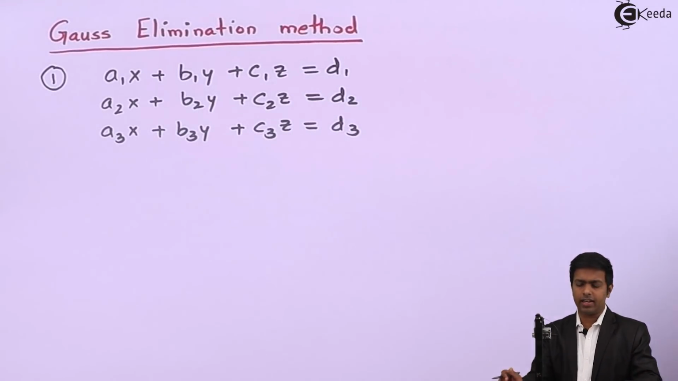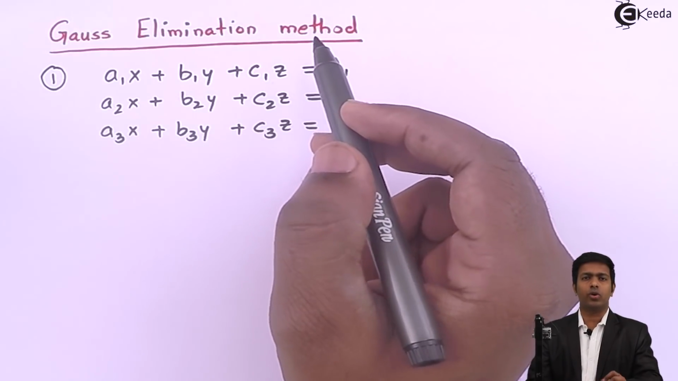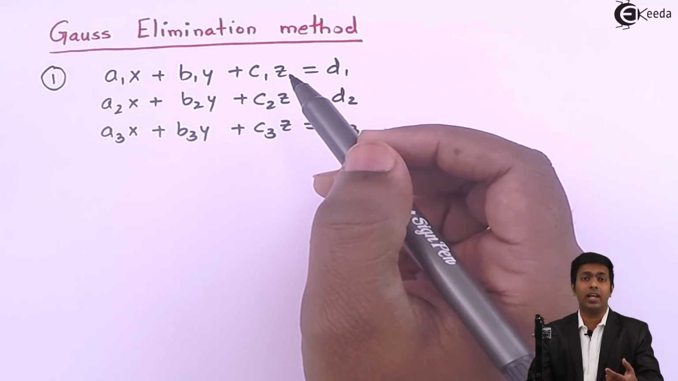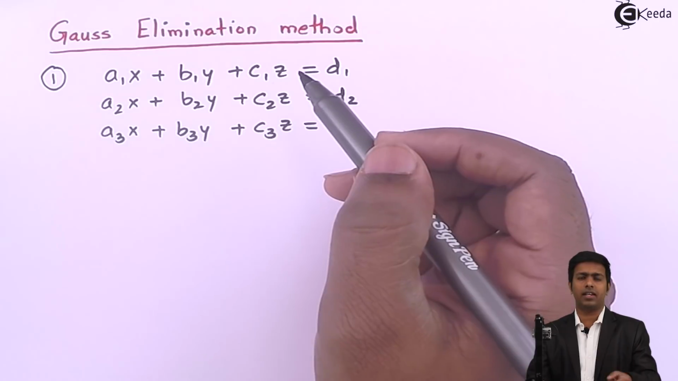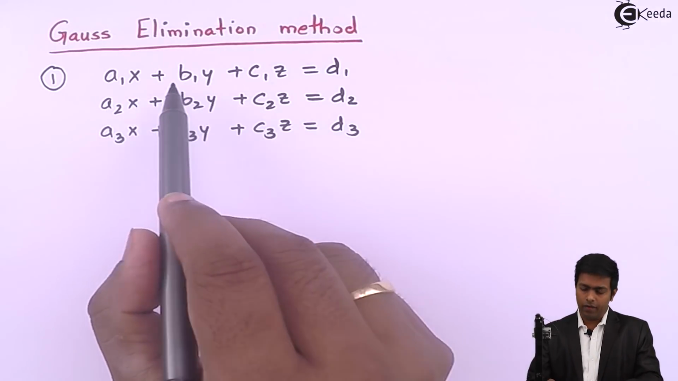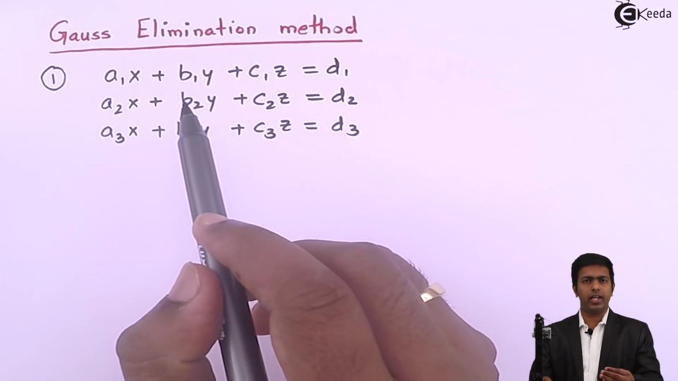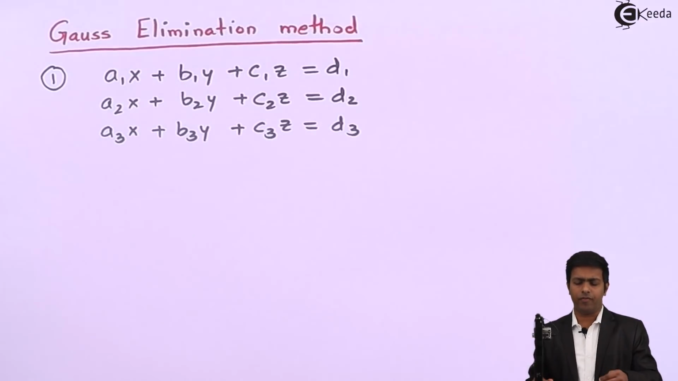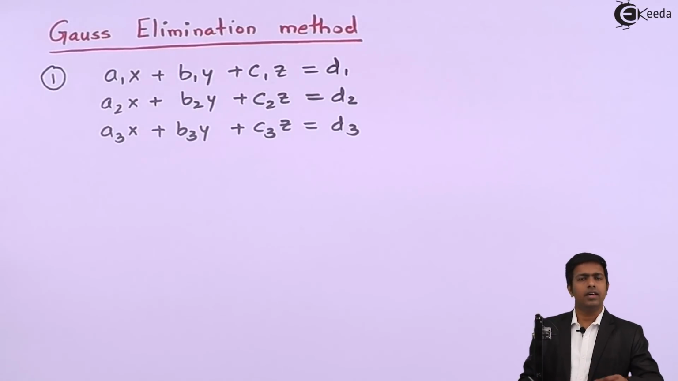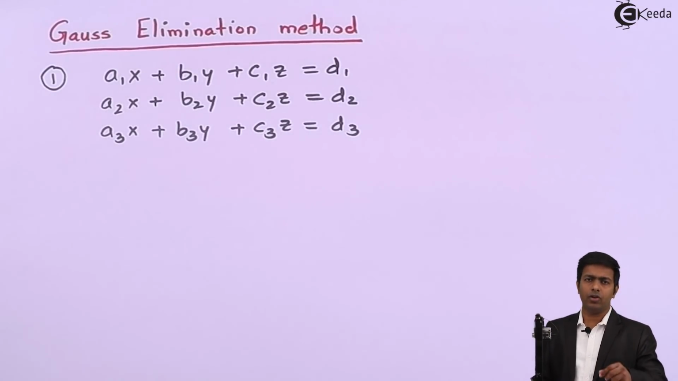Now what exactly does the Gauss elimination method do? It uses the approach of elimination of one variable at a time. So when we solve this, one variable will be eliminated. Let's say first x will be eliminated, then y, and in the end z will be eliminated and we will get the values. At the same time, the Gauss elimination method can be done by using matrix form. So here, we are going to use the matrix form of the Gauss elimination method.